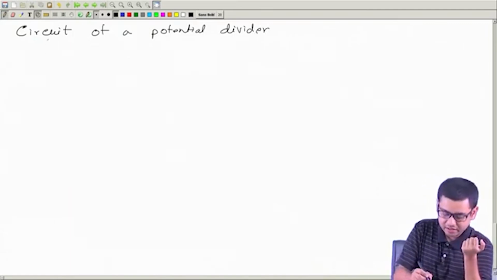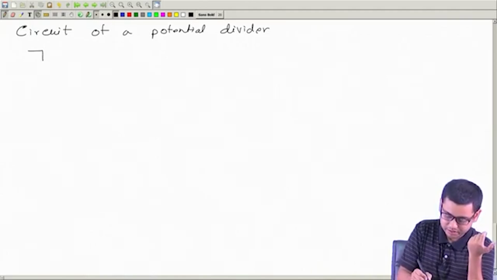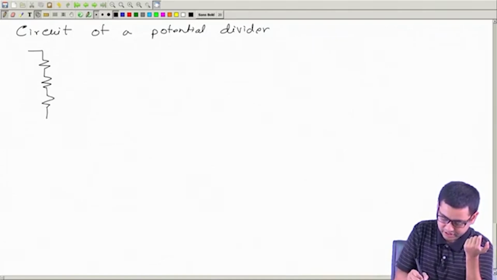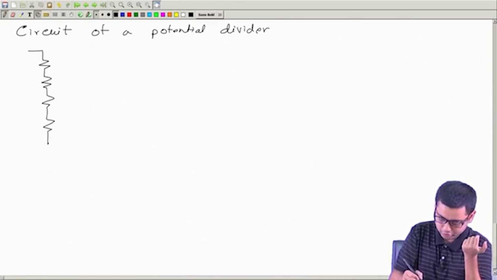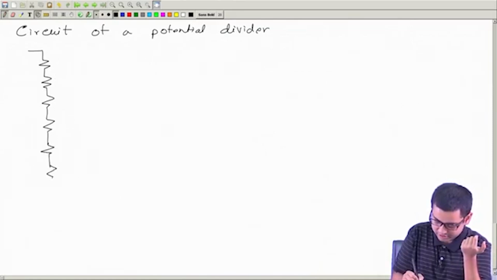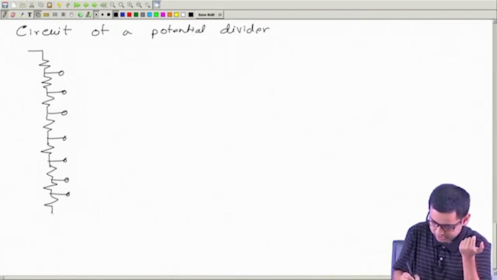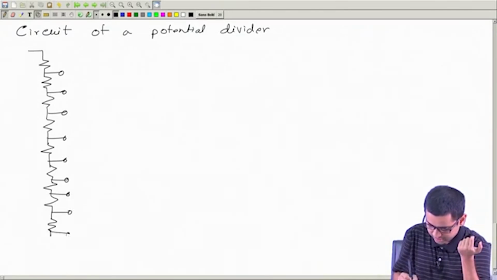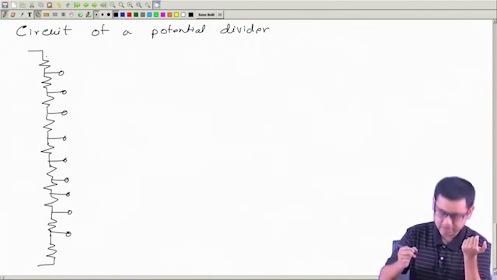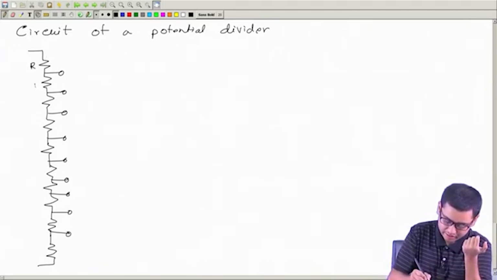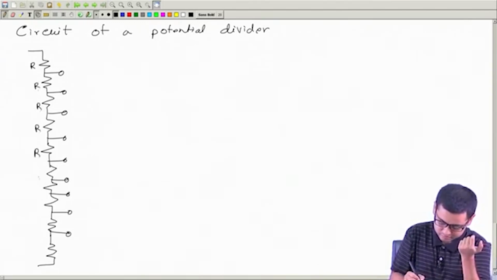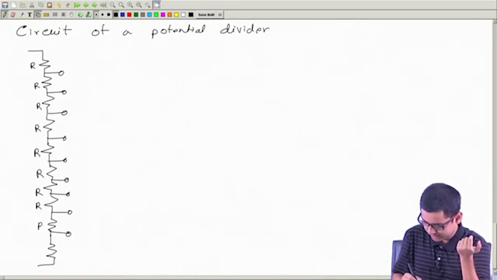So, this is basically a resistive divider. It's very simple. It's a set of resistances connected in series. 1, 2, 3, 4, let me take, say, 10: 5, 6, 7, 8, 9, 10. And say all these resistances are equal.